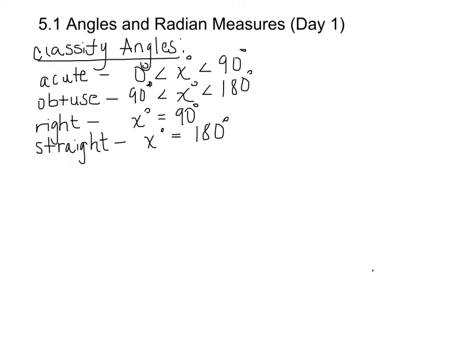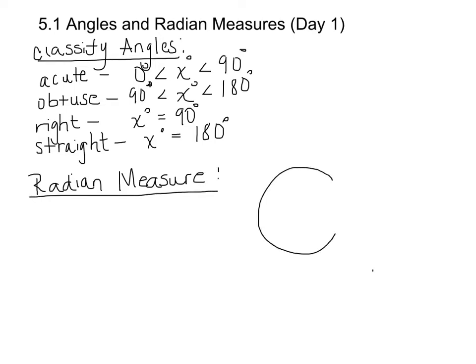Now, angles are also measured in what we call radians. And you're going to see a lot of this in our trig sections. Let me just write the title for you, and so you'll understand what a radian measure is. Let me first draw a circle so you can understand the background of a radian.